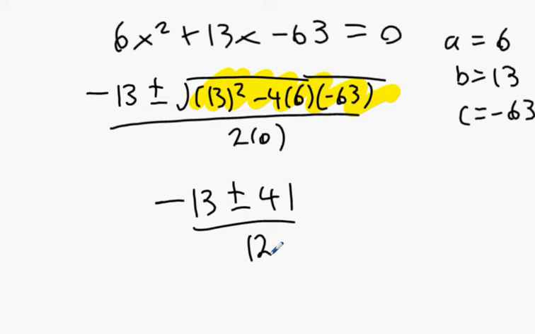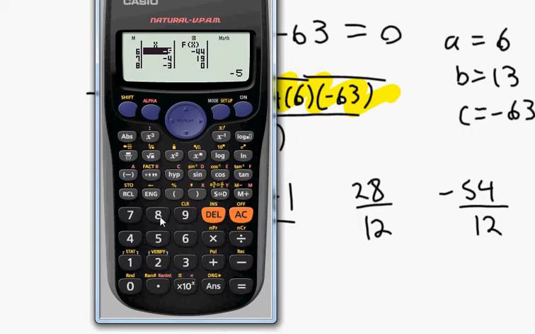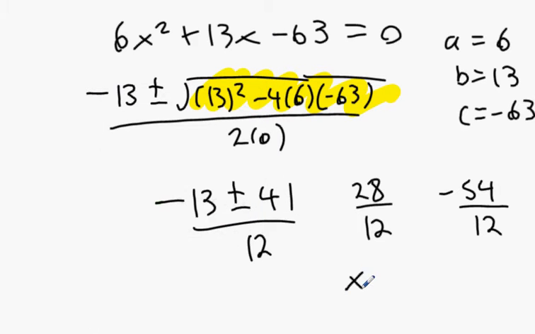And what did we say we get then? Minus 13 plus 41 is 28, so 28 over 12, and what's the other one? Minus 13 minus 41 is minus 54 over 12. What's the answer to the first one? 28 divided by 12, guys? 7 over 3. And the other one? Minus 9 over 2.